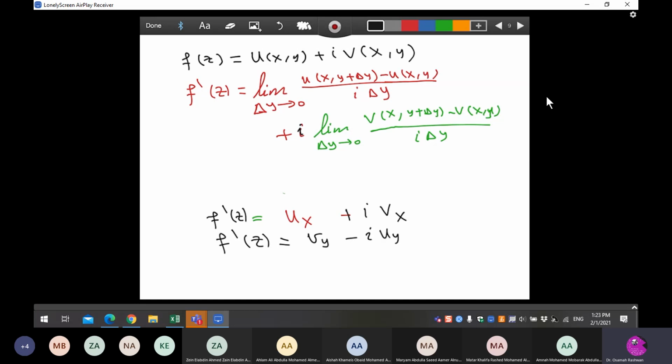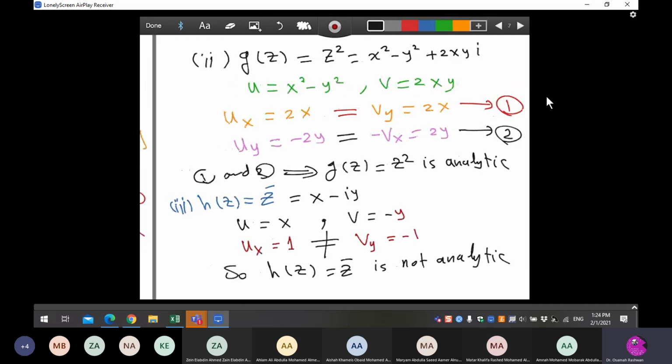So yes, I can differentiate with respect to x only for u and v, real part and imaginary part, or I can differentiate with respect to y for the real and the imaginary part. But remember, if you go for x, you start with u, and the imaginary part will be v. But when you start with differentiating with respect to y, your real part will be vy and your imaginary part will be minus uy. Catch it?